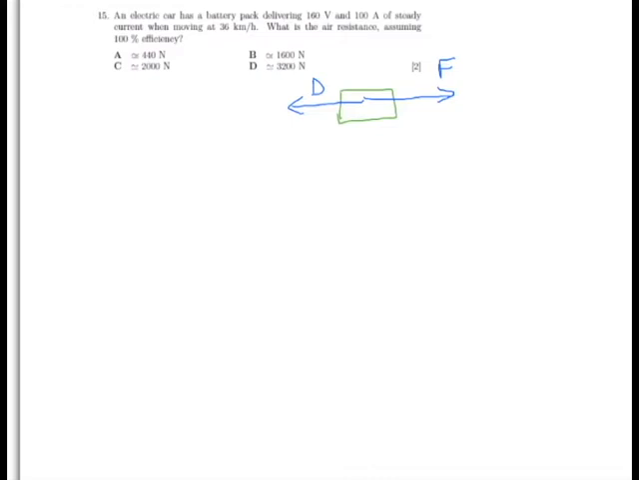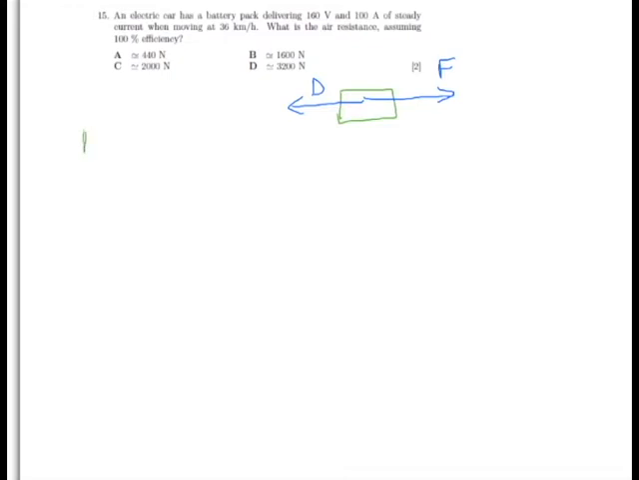Now at first glance we're not being given enough information to find that out. We've got the voltage and the current, we've got the speed, but to work out the force we would need to involve work done. So let's think about it in a slightly different way. Let's use the information we've got. So let's work out the power that is coming out of the electric car.